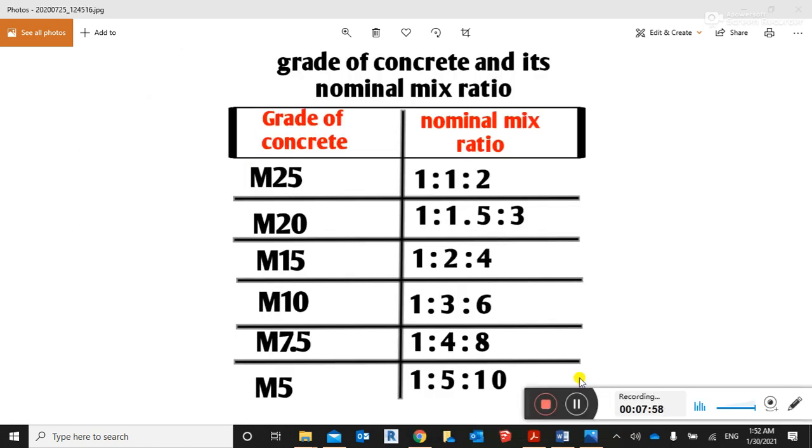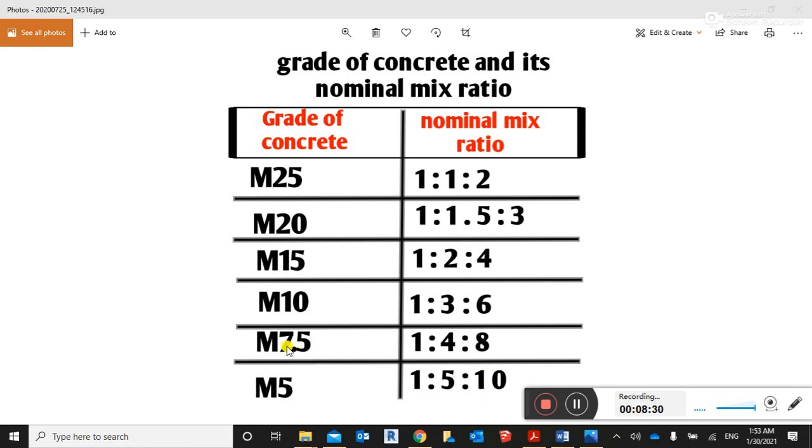Guys, one more important thing is the grade of concrete and its nominal mix ratio. In this column we have the grade of concrete: M25, M20, M15, M10, M7.5, M5. In M5 the mix ratio is 1:5:10. What is 1? 1 is cement, 5 is sand, and 10 is aggregate, coarse aggregate.